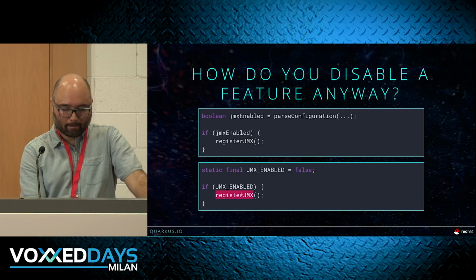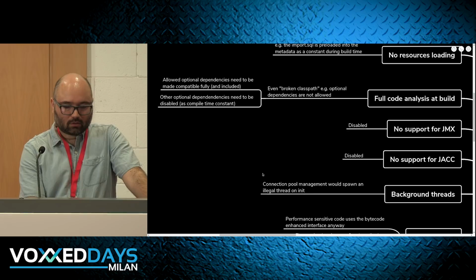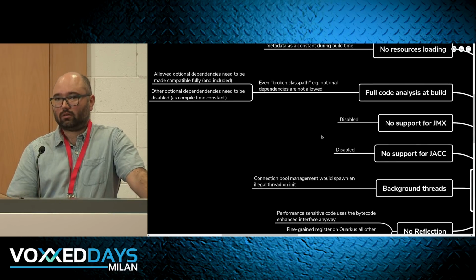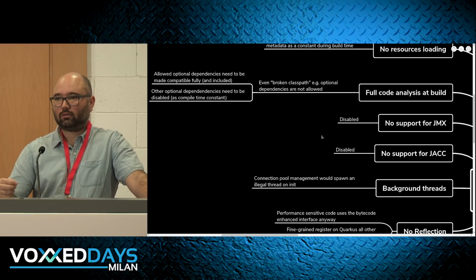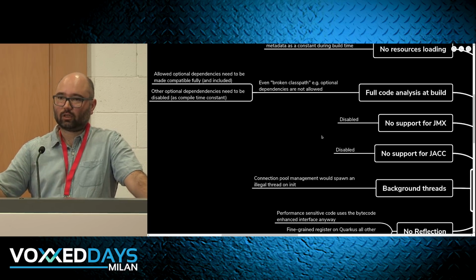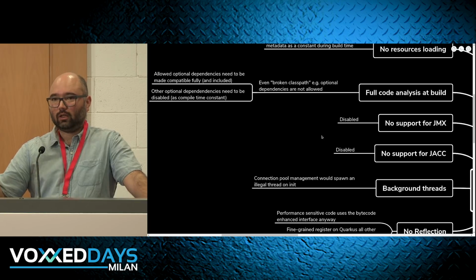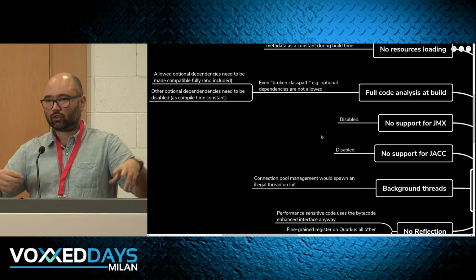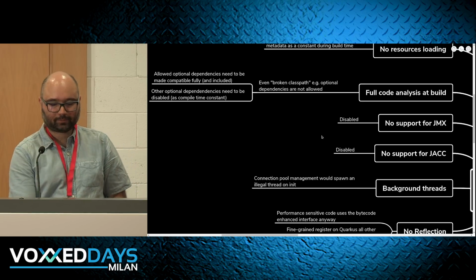Back to the mind map. So yeah, broken class paths are a problem because lots of dependencies in Maven, they will depend on something. Maybe if it's there, I will try to load it. If it's not, so to compile it, you will need to have all the optional dependencies there or make sure that they are really disabled.